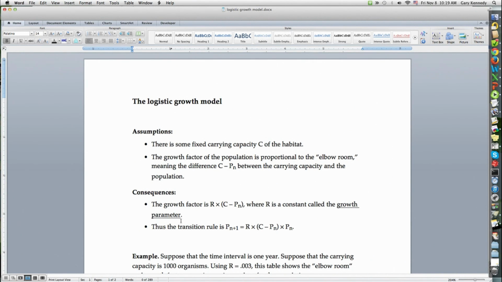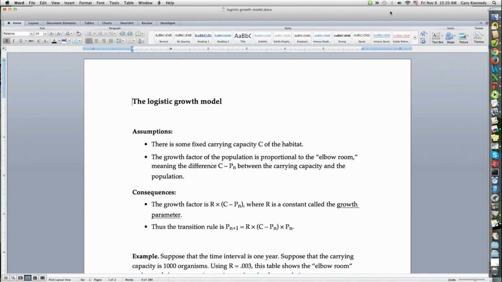And just as we said, we're going to begin with an assumption that there is actually some fixed carrying capacity of the habitat. And then we'll make a second assumption, and that is that the growth factor of the population, the factor by which we multiply the population at a certain time to get the population at the next time, is proportional to the elbow room, by which we mean the difference between the carrying capacity and the current population. Okay, so we start at that point.